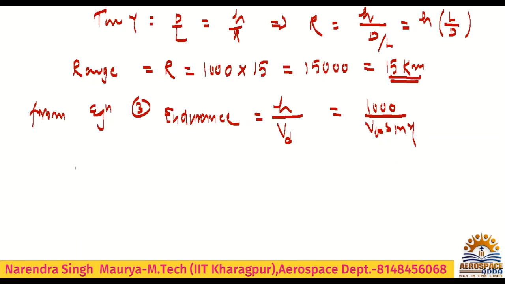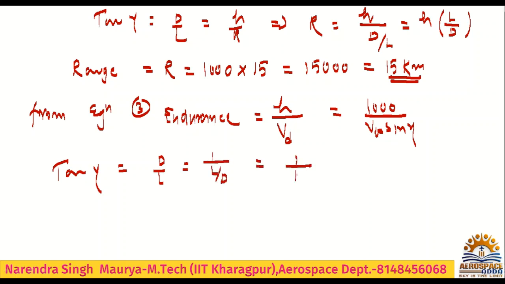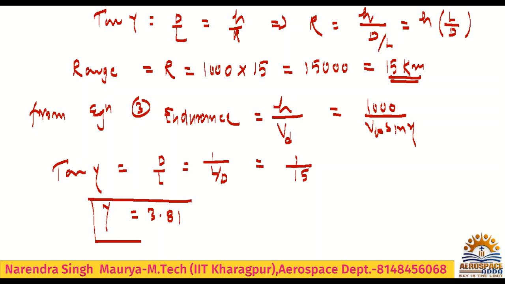So first we'll calculate gamma, because we need to keep that value here. We know tan gamma is nothing but d by l, which means 1 upon l by d, which is 1 upon 15. What will be gamma? We'll take tan inverse of this. This is nothing but 3.81. This is the gliding angle.